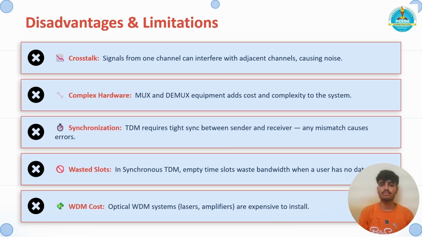Along with advantages, multiplexing also has some disadvantages. One major issue is crosstalk, where signals interfere with each other and create noise. Another limitation is hardware complexity because additional mux and demux devices are required. In TDM systems, synchronization is very important. If sender and receiver timing do not match, errors may occur. In synchronous TDM, bandwidth may be wasted because empty time slots are still reserved. Finally, WDM systems are expensive because they require optical devices such as lasers.